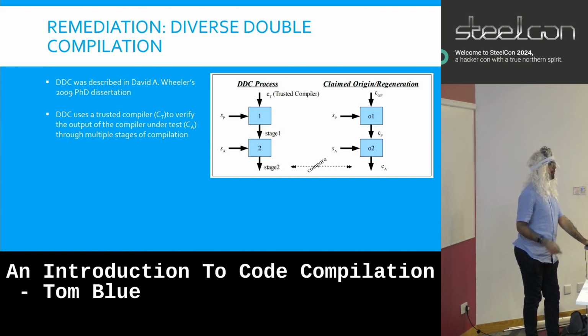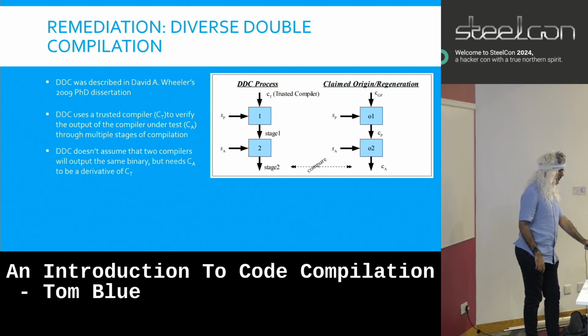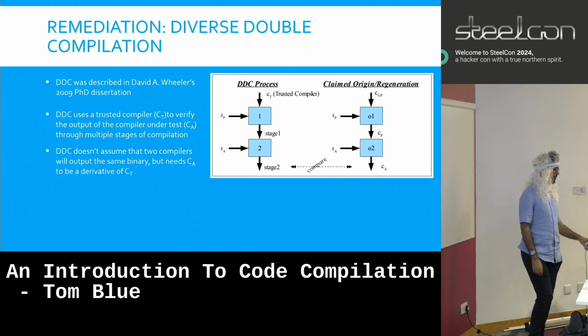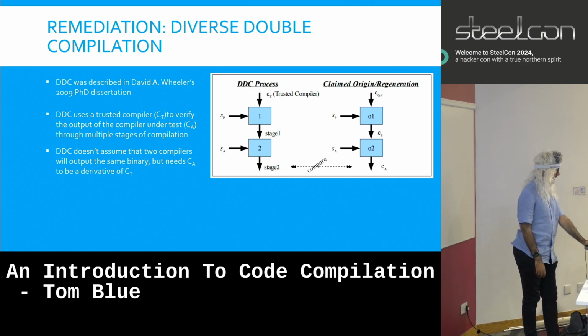The idea being that if you have one known good compiler within a family of compilers, you can then use that to verify every other compiler in that family. And DVC doesn't assume that two compilers will output the same binary. It just needs CA to be a derivative of CT, CA being the compiler which is being analyzed for a trust attack, and CT being the known good compiler.